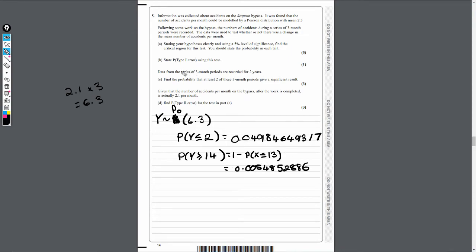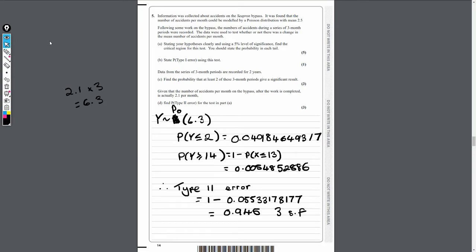Now, like we did in part B, we need to add these together, but because it's a type 2 error, we then do 1 minus the sum of these. So therefore, type 2 error, well, that's going to be equal to 1 minus the sum of these. So what's the sum of these? That's going to be 1 minus the sum of these together, which will give me 0.05533178177. And then if you calculate that, you're just going to get 0.945. So 3 significant figures. And there we have it. So that's question 5 fully complete.